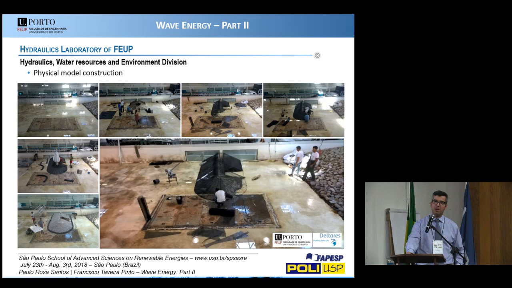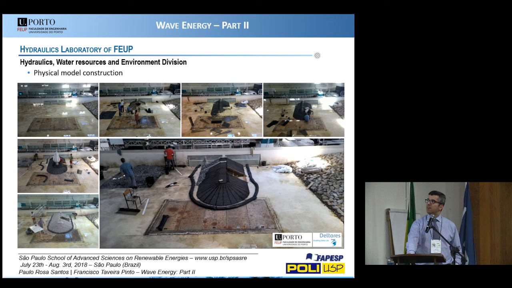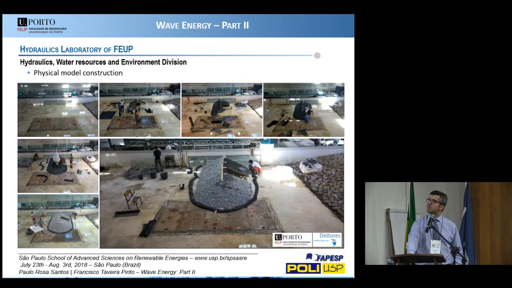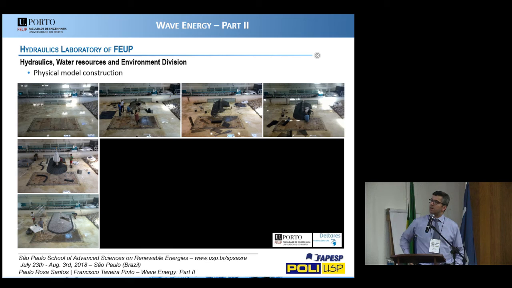As I will present next, we have some projects related to the integration of wave energy converters in breakwaters. What you are seeing there is the reproduction of the breakwater geometry. So we need a lot of rocks. That breakwater is almost 6 meters long, 3.2 meters wide, I think, and the height is about 80 centimeters. It's very important to take advantage of these experimental facilities to test at small scale the integration of the devices in the structures.